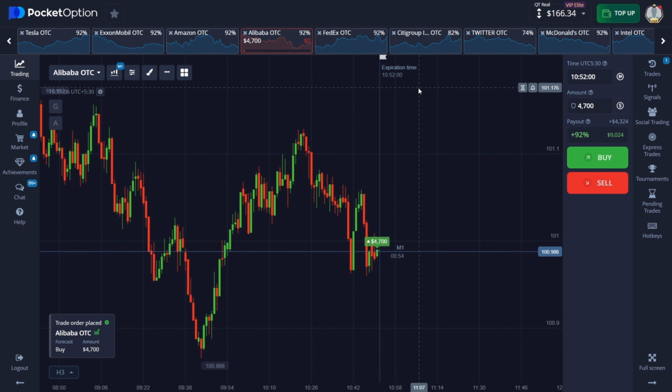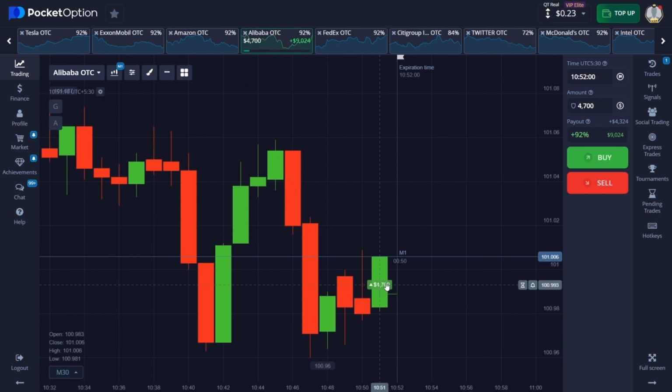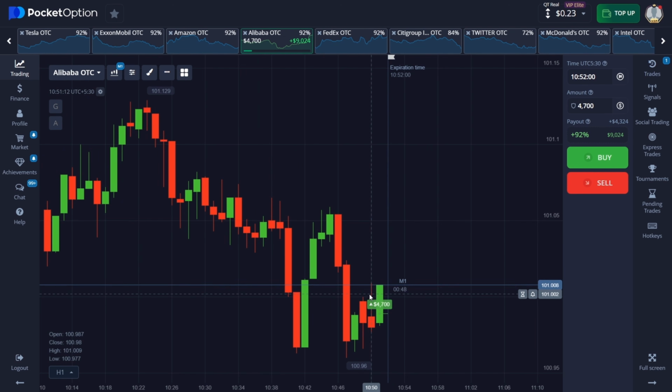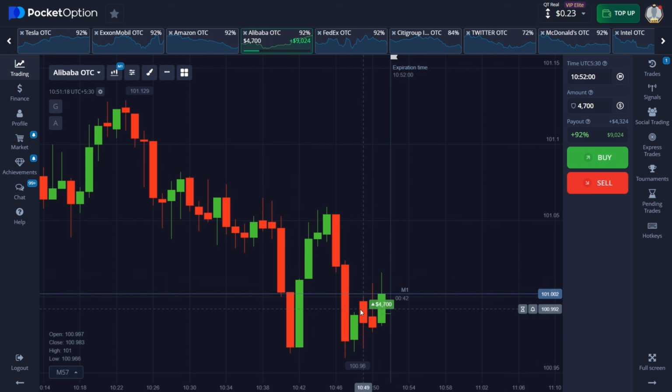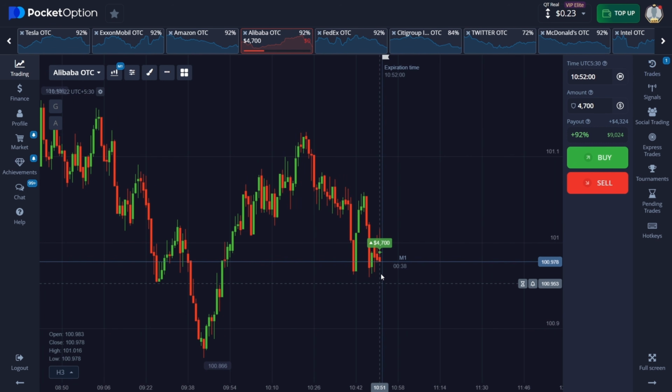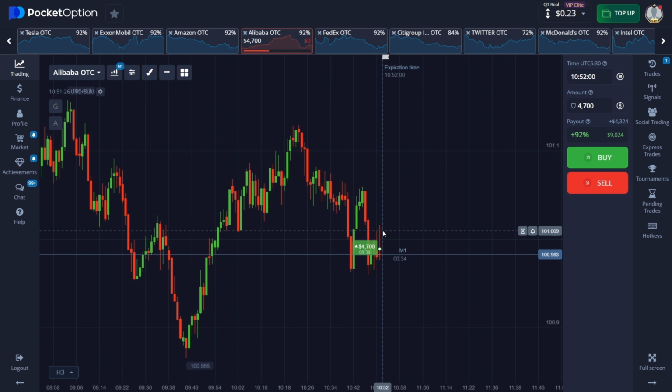Now we have a trade on Alibaba OTC, and I placed the trade for the upside move. I might have entered a little early, but no problem. The trade is going in our favor, as you can see. There's a red candle followed by a green candle, and there are continuity patterns. The candle should move downward, and it does, but looking back at the previous candle, you will see a red candle with a long wick, which is why I took this trade to fulfill the previous candle's wick.